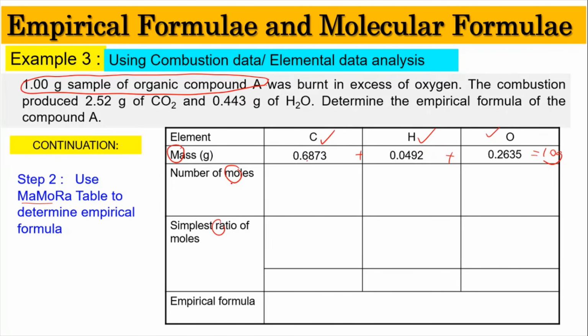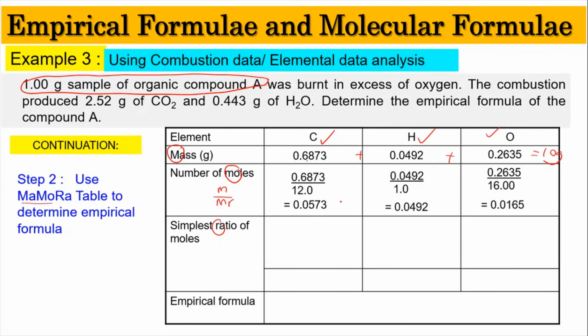Okay, now in order to find the number of mole, the same as step as before, which is mass divided by molar mass. So 0.6873 divided by the molar mass of carbon, which is 12, you're going to get 0.0573. For hydrogen, you're going to get 0.0492 divided by 1, where you're going to get 0.0492. And for oxygen, the mass here is 0.2635 divided by the molar mass of oxygen, which is 16. So you're going to get 0.0165.